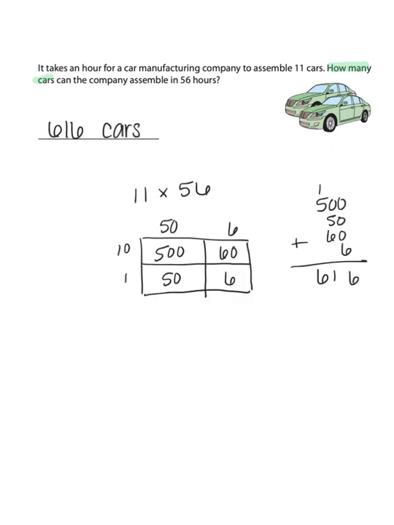This last problem says it takes an hour for a car manufacturing company to assemble 11 cars. How many cars can the company assemble in 56 hours? I want you to try this question on your own and then come back to check the work. For this problem, you should have gotten that the company can assemble 616 cars in 56 hours.